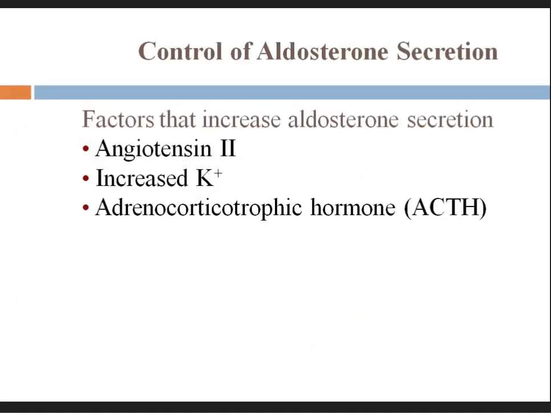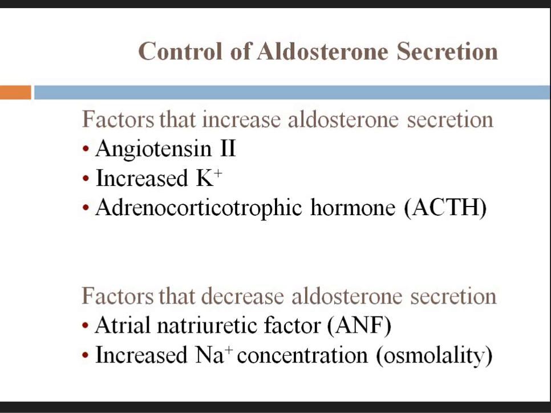So how is this controlled? The factors that increase aldosterone secretion are angiotensin II. This also we discussed earlier in the renin-angiotensin system, that once angiotensin is formed, it leads to increase in the secretion of aldosterone. So first thing which controls aldosterone secretion is angiotensin II. If there is increased potassium levels, that also increases aldosterone secretion. And ACTH, adrenocorticotropic hormone, which is liberated from anterior pituitary, also acts on the adrenal cortex and causes liberation of adrenal cortical hormones. One of them is aldosterone.